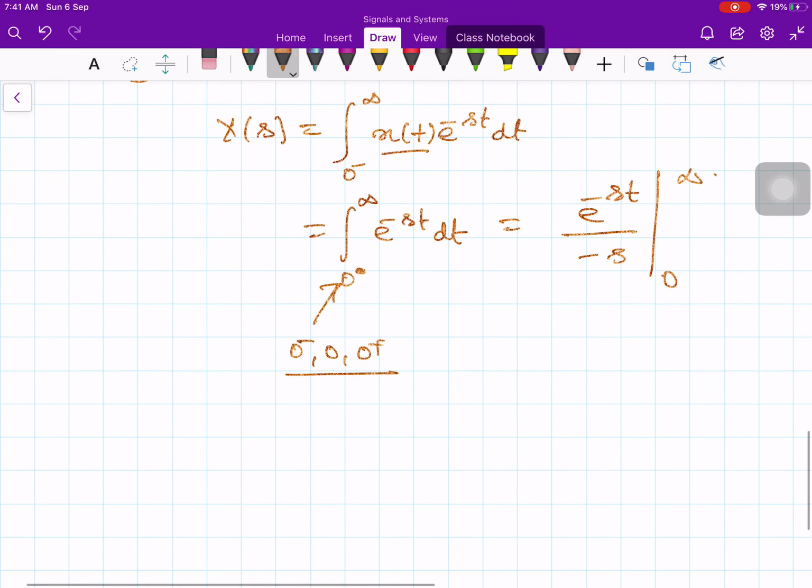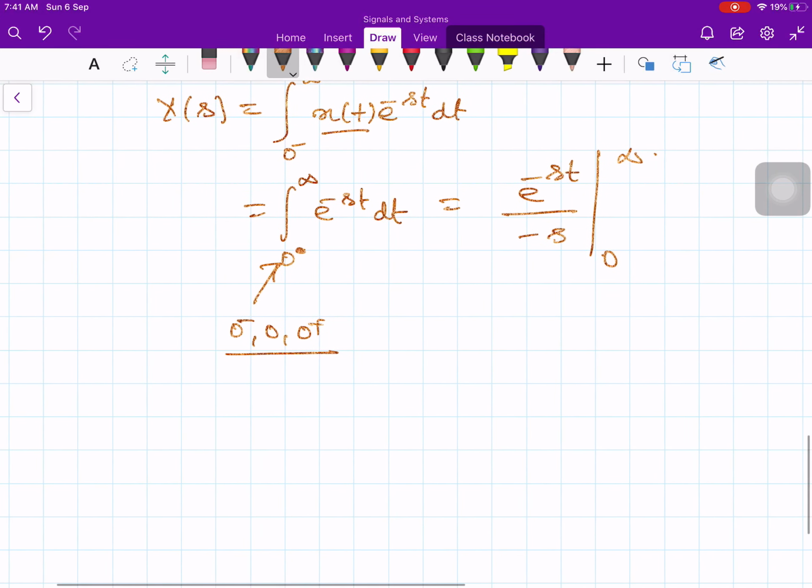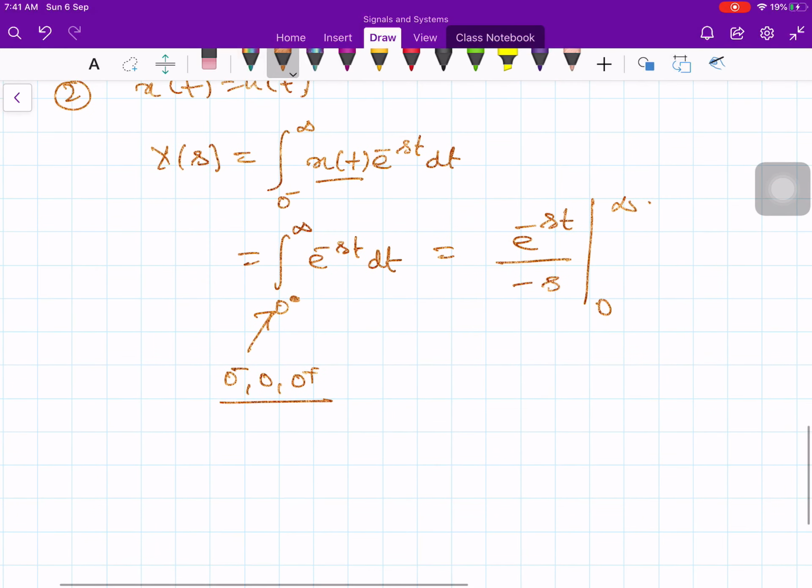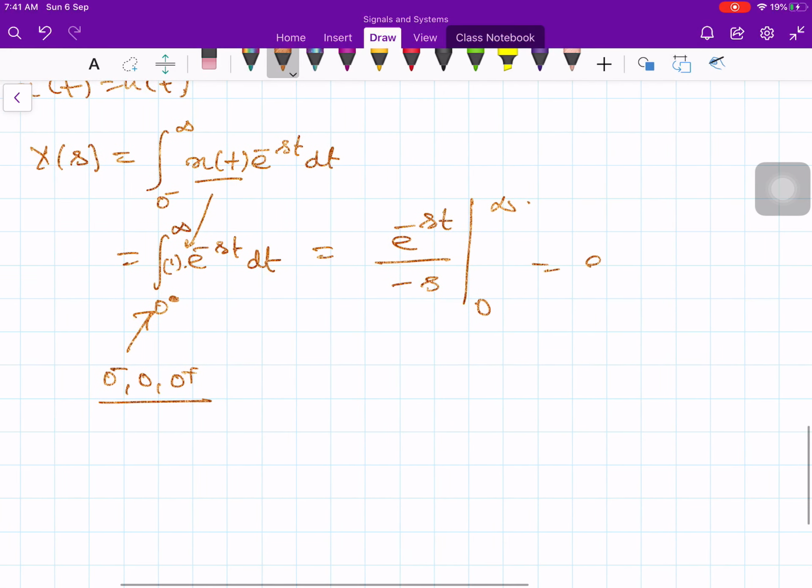Now, in this range of integration, u of t happens to be equal to 1. Therefore, you can write this x of t as it is. This is 1. So, e to the minus st, and now the upper limit is infinity. If you substitute, e to the minus s times infinity minus e to the 0, divided by minus s. So, the upper limit is e to the power minus infinity times s.